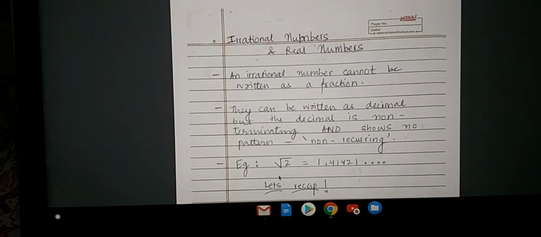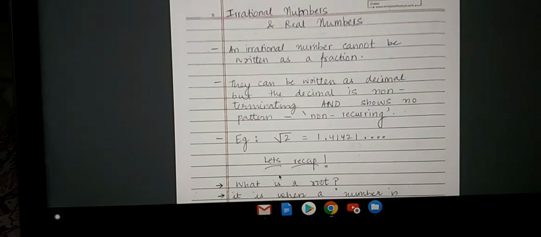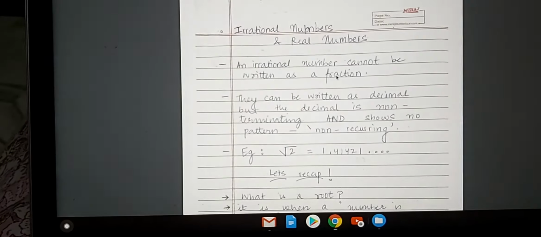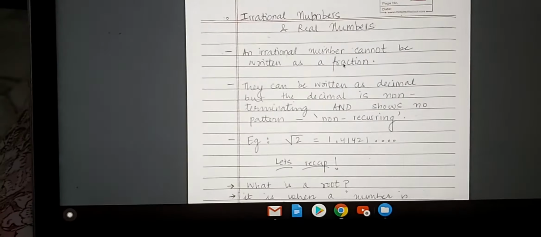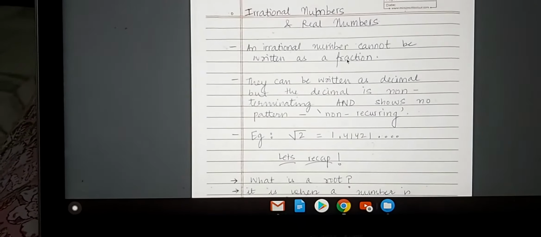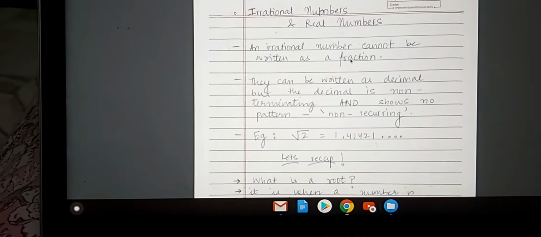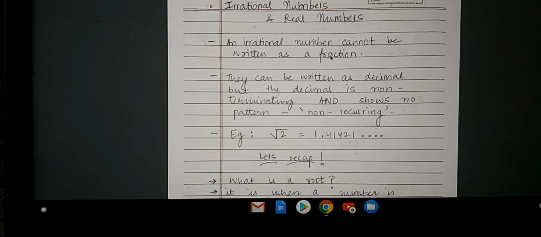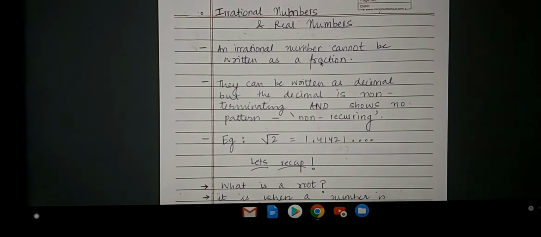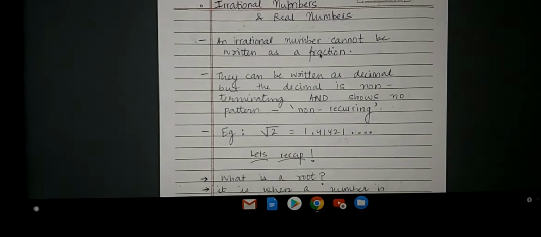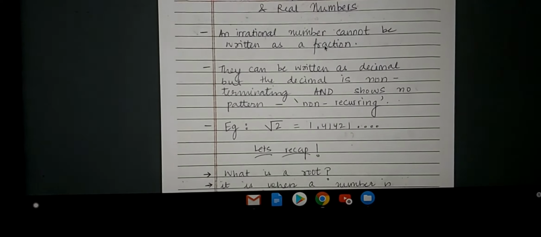Now irrational numbers and real numbers. What is that? An irrational number cannot be written as a fraction. A number which cannot be written as a fraction is an irrational number. Now most of the time irrational numbers are like root numbers. How do I write a root in fraction? It's very difficult. They can be written as decimal, but the decimal is non-terminating and shows no pattern.